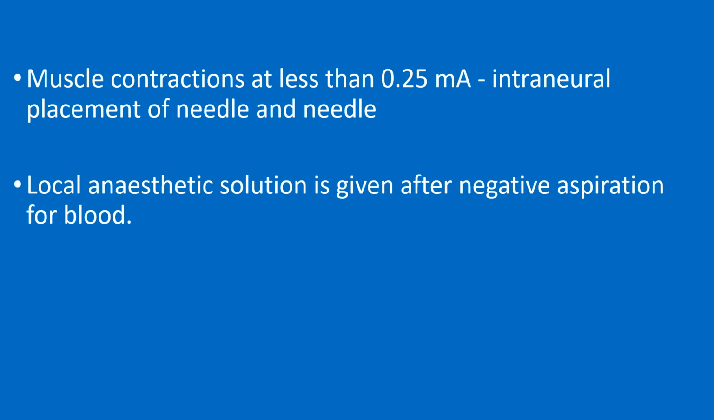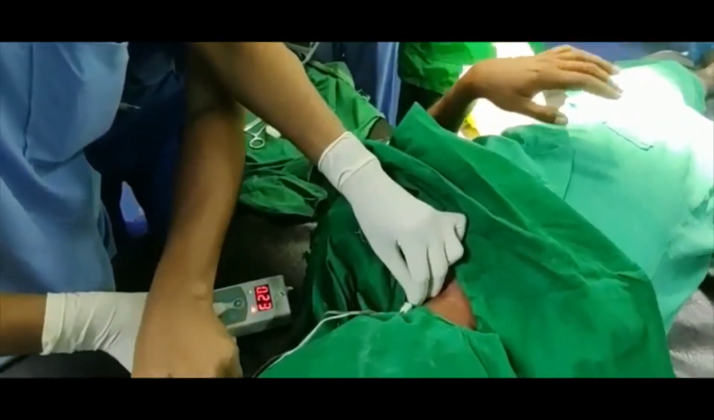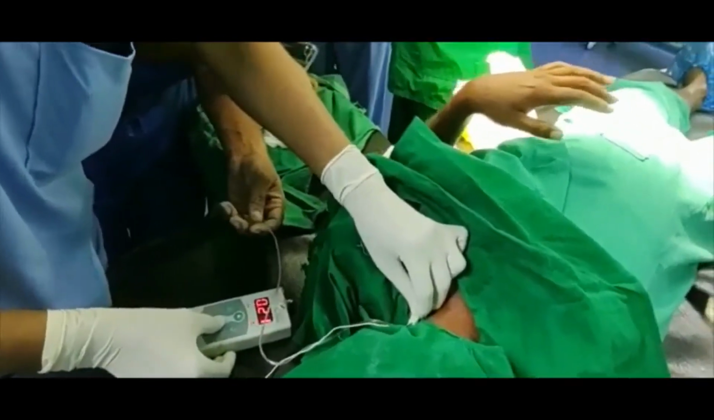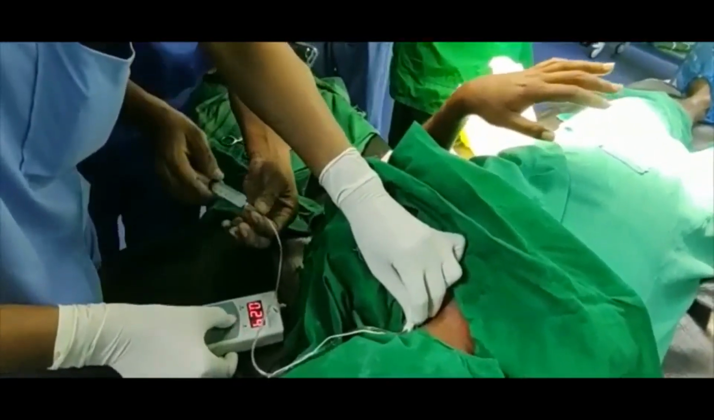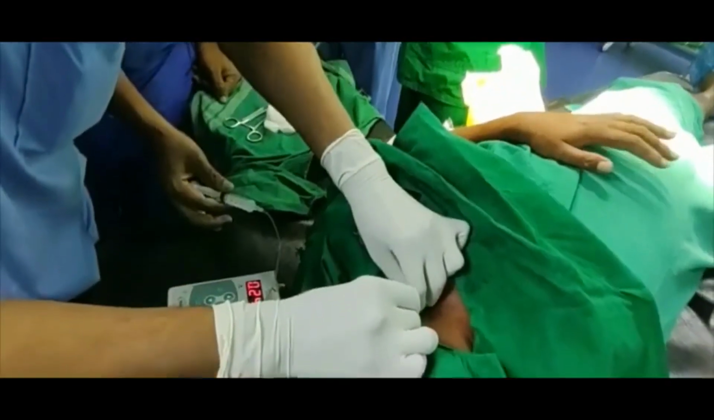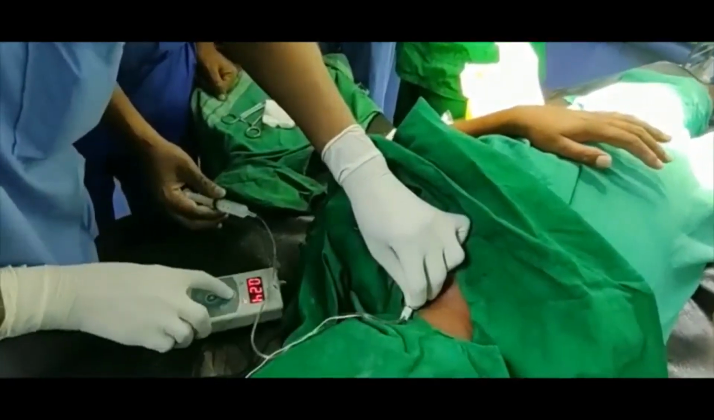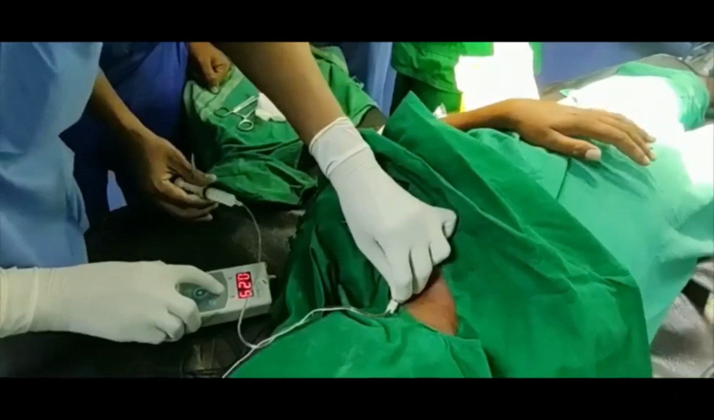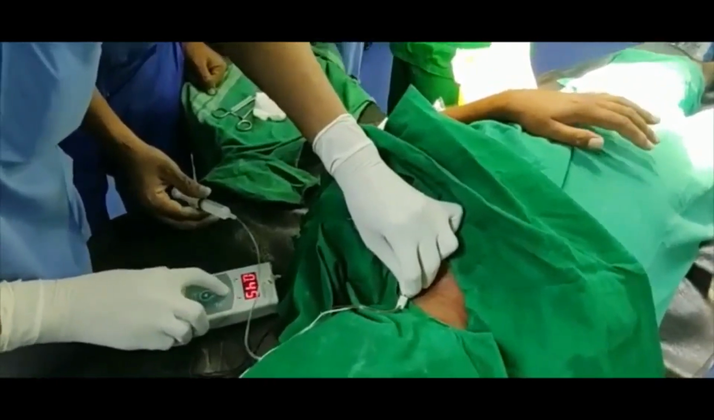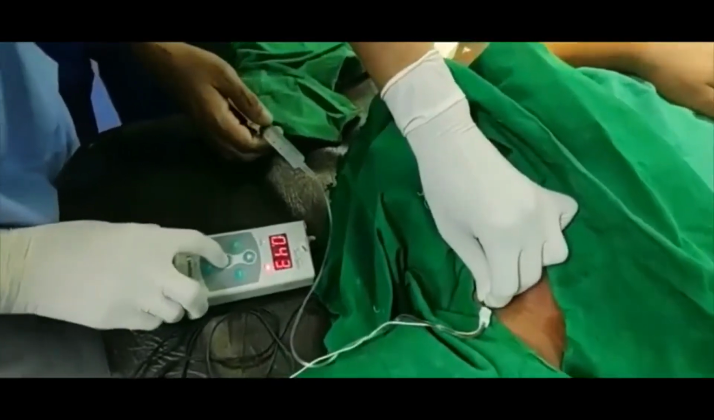Here you can see the contraction of the finger muscles. Even at around 0.23 milliamperes contractions of muscles are seen. Here we should not give the injection because the needle is in very close proximity to the nerve; it is mostly an intraneural placement of the needle. So we have to slightly withdraw the needle. There should not be any contractions at less than 0.25 to 0.3 milliamperes. When there are no contractions at less than 0.3 milliamperes, then we can give the injection.